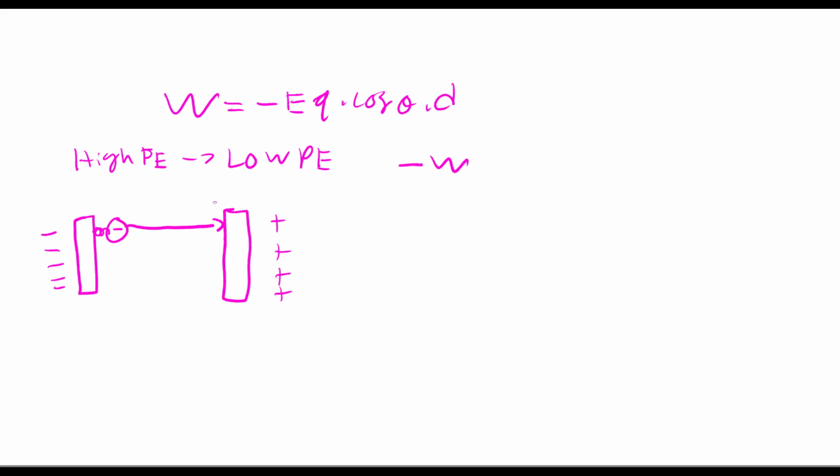The field does work on the charge. Yes, that is correct. The electric field, which is our spring, quote unquote spring, does work on the electron, okay? So it actually propels us to the positive plate. So that does do work. And it's negative work because we're going from a high system to a low system. If we went from a low system to a high system, we're doing positive work.